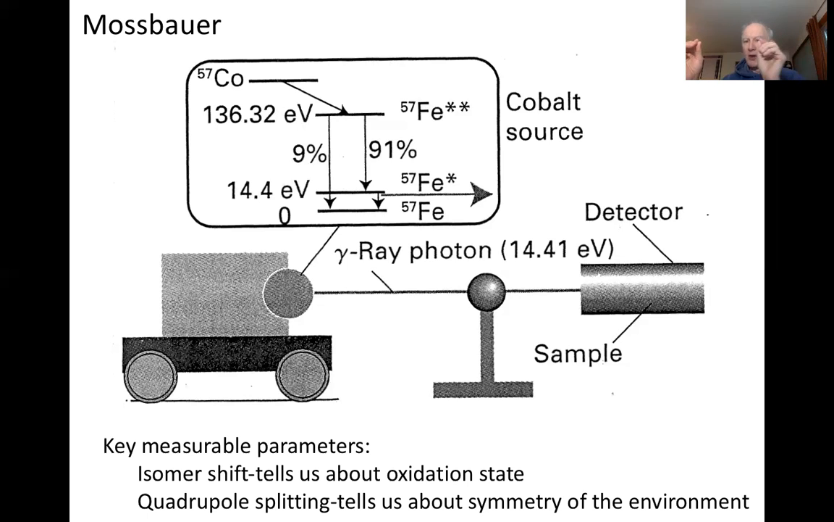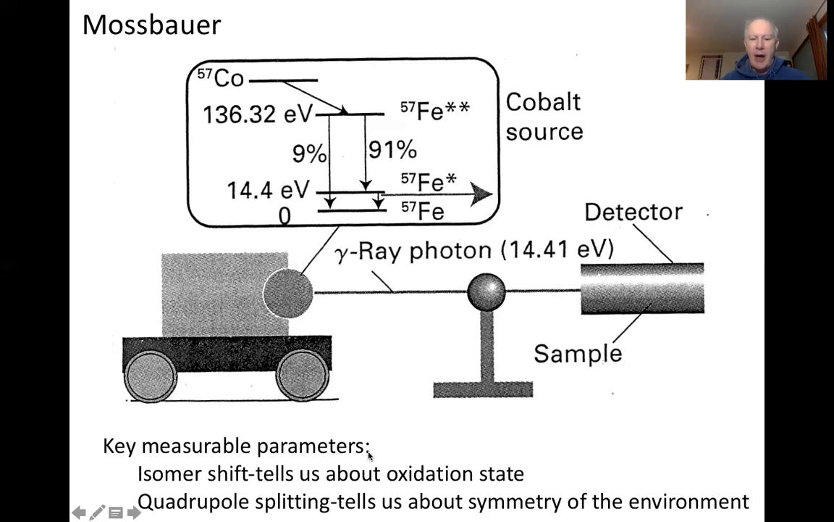And when it's moving towards the sample, the frequency is higher for the photons, and so that's higher energy. And when it's moving away, it's lower energy. And if you want to look at a broader range, you have to move it faster, or a more refined range, move it slower. So you actually use the Doppler effect to modify the energy difference between your source and your sample.